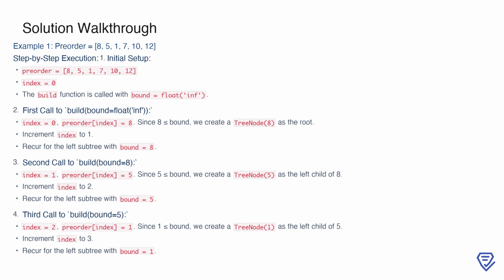In this second call, preorder index is 5, which satisfies the bound condition. We create a tree node with value 5 as the left child of 8 and increment the index to 2. Now, we recursively build the left subtree of 5, updating the bound to 5. At this point, the preorder index is 1, which is valid under the bound. We create a tree node with value 1 as the left child of 5 and increment the index to 3. Finally, we attempt to build the left subtree of 1, updating the bound to 1.